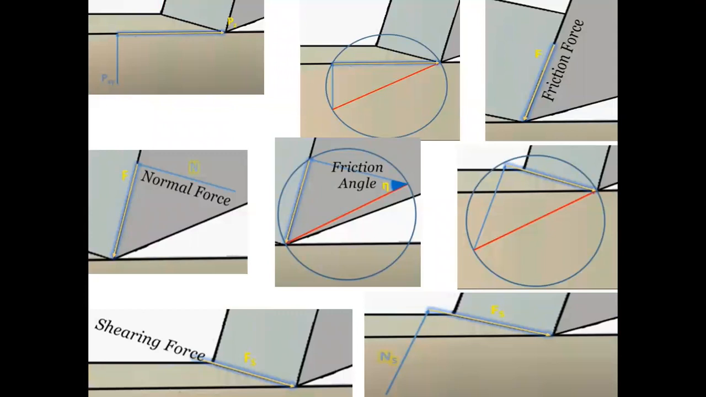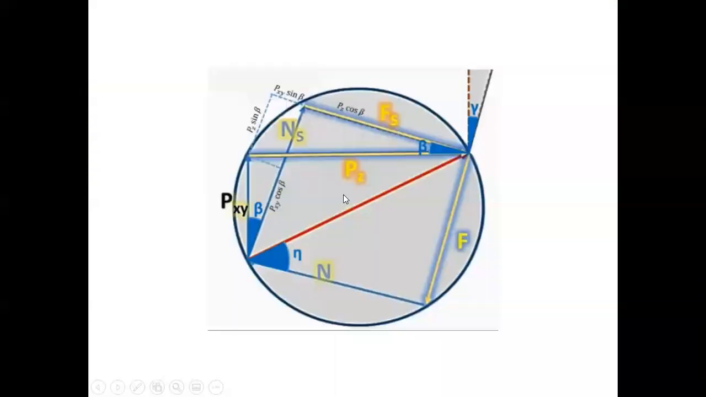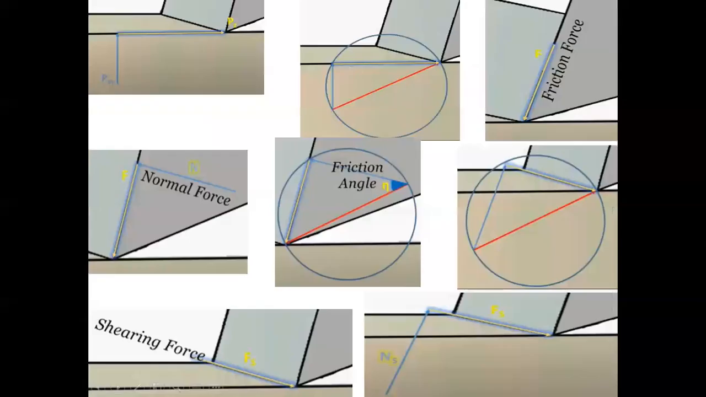In your manufacturing process course you have already studied something known as the Merchant circle diagram. I hope you have heard about it. Today we will discuss in detail this diagram. First of all, we will discuss PZ, the cutting force. All of the six forces that are applied on this tool, we will discuss one by one.